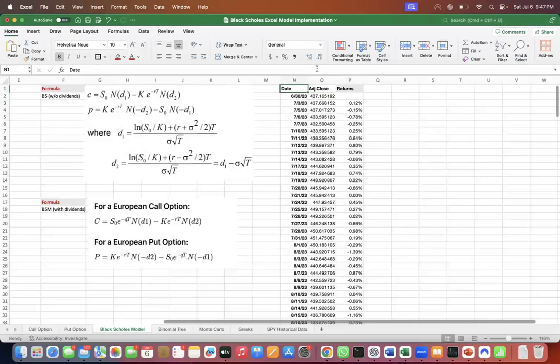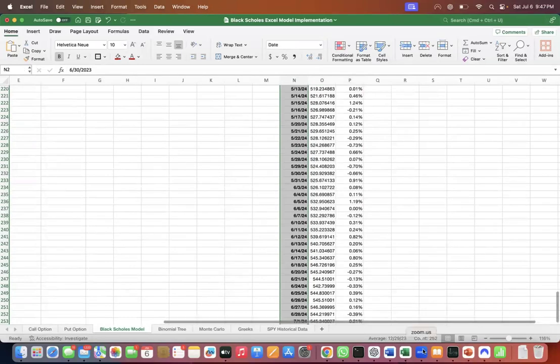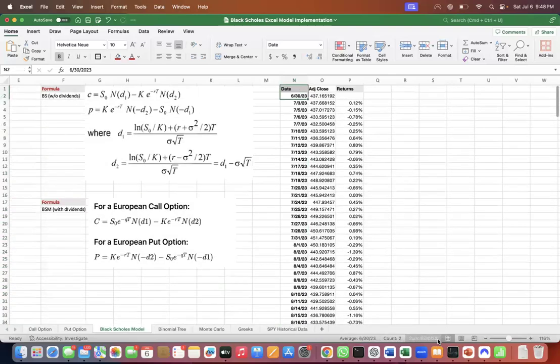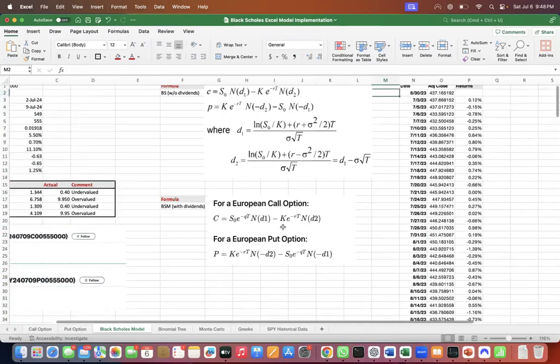Also, if you see the count here, I've just taken 252, which basically means this is the last 1 year of data. You might be thinking that in 1 year you have 365 days. But if you remove Saturdays, Sundays, and national holidays, the number of days that are left is 252. That's why I've taken 252 data points, which is nothing but your one year of data.